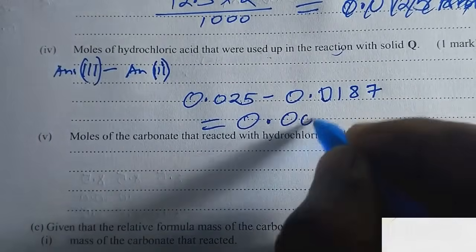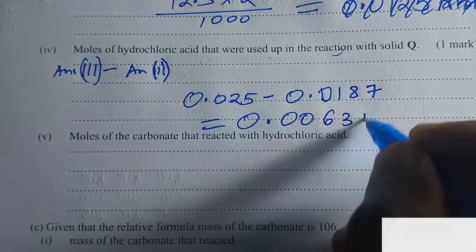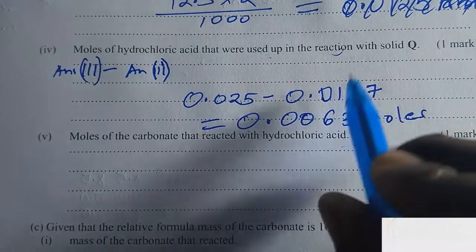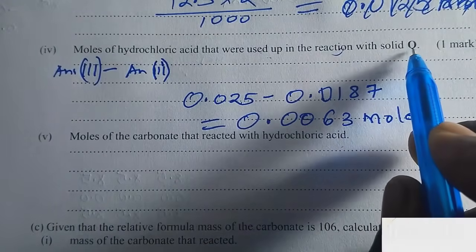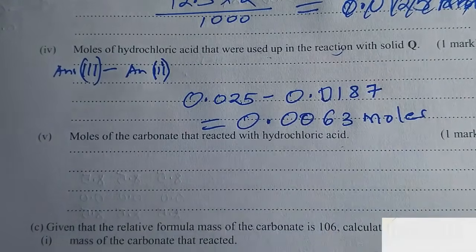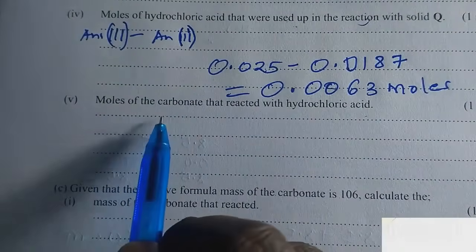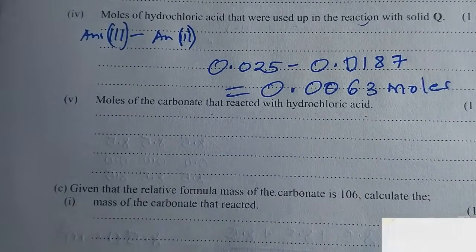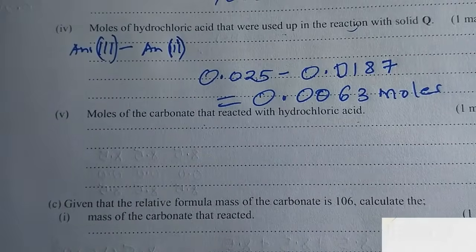0.063 moles. So this is the number of moles that reacted with solid Q. Number of moles of HCl. Calculate the number of moles of the carbonate that reacted with the hydrochloric acid. Number of moles of Q. First, you need to know the reaction ratio.